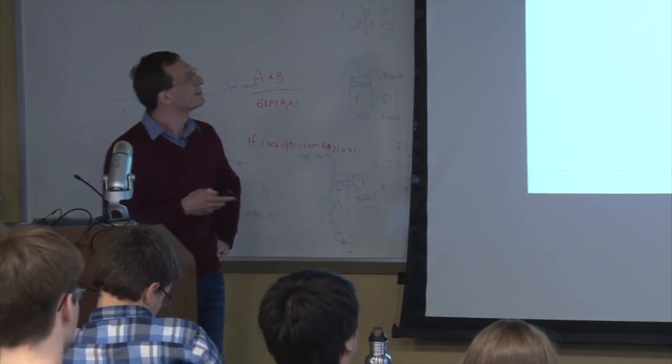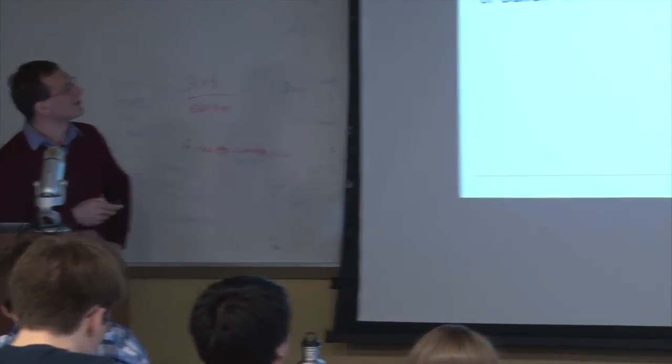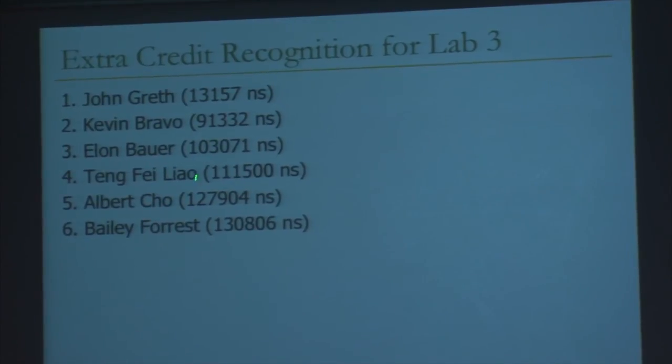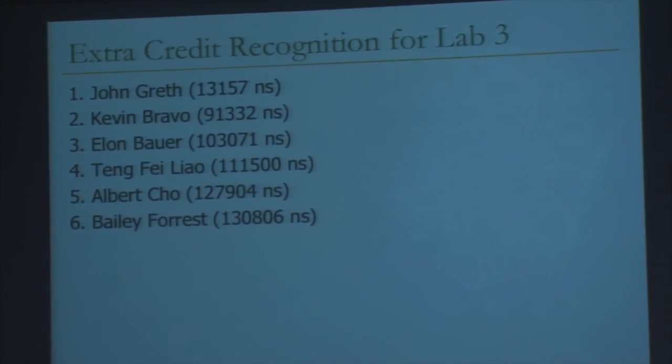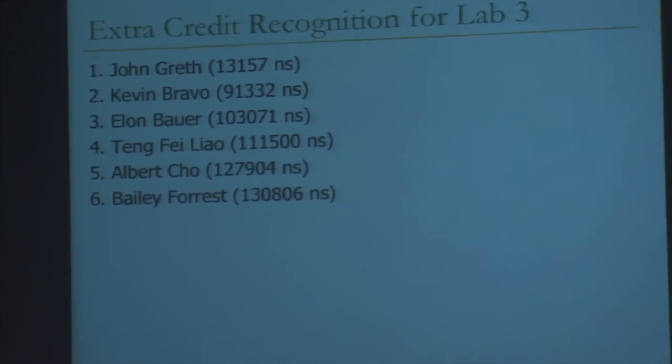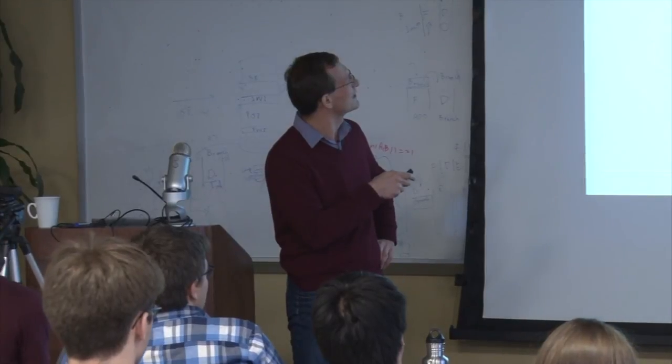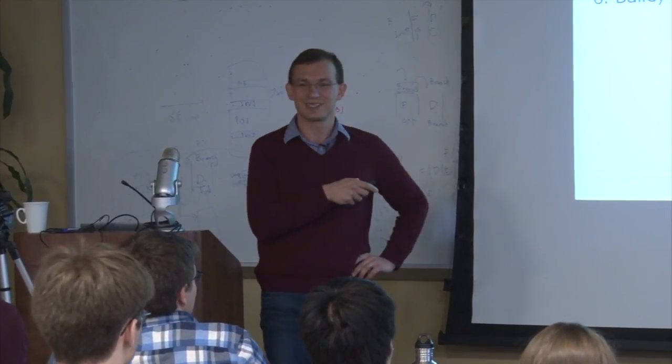But before that, there are a bunch of you who did extra credit for Lab 3, and who actually tried to optimize or inadvertently optimized your designs. And I'd like to recognize some of you. This is based on the primes test that Rachada ran on your designs. I guess John is by far number one, if you can see from the number of nanoseconds it took to execute. He's not here right now. But that's 13,000 nanoseconds.